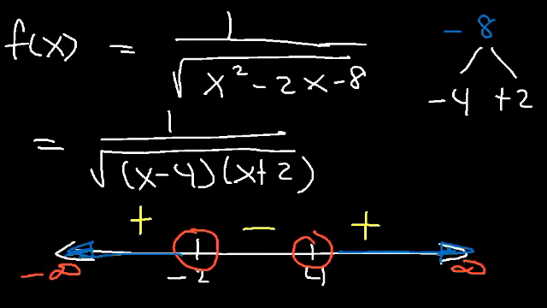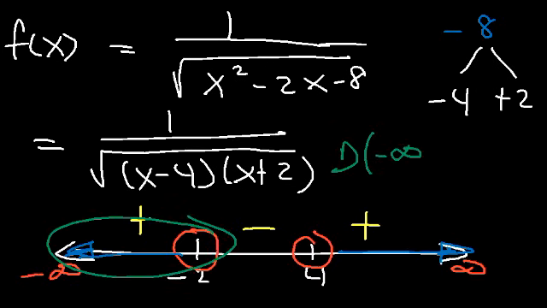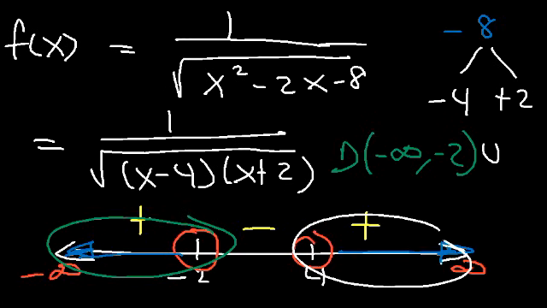So therefore, for the first region, the domain is negative infinity to negative 2, but without the brackets this time. We're going to use parentheses. And then union, for this region, it's going to be 4 to infinity. So that's the answer for this particular problem.